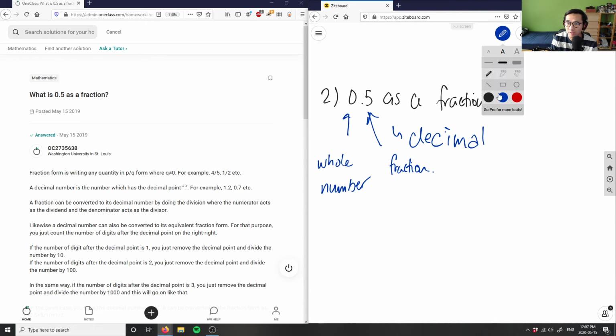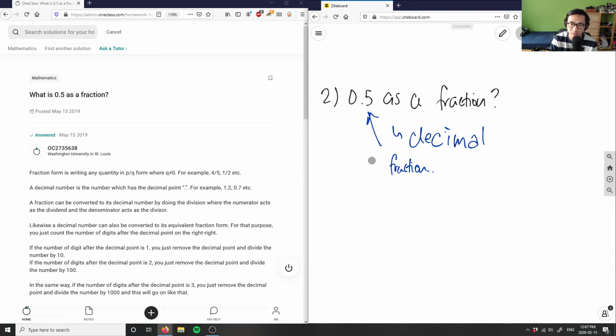So in this case, I have 0 as my whole number, so I don't have to worry about my whole number. I can simply erase this, and I just care about this fraction here. So 0.5 as a fraction would equal something divided by something, right? I have a numerator and a denominator here.